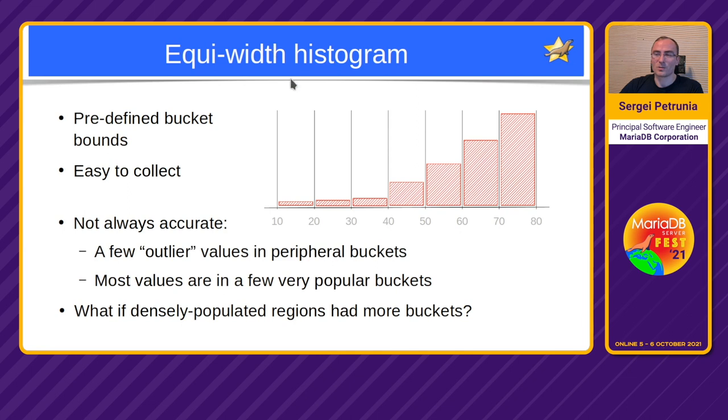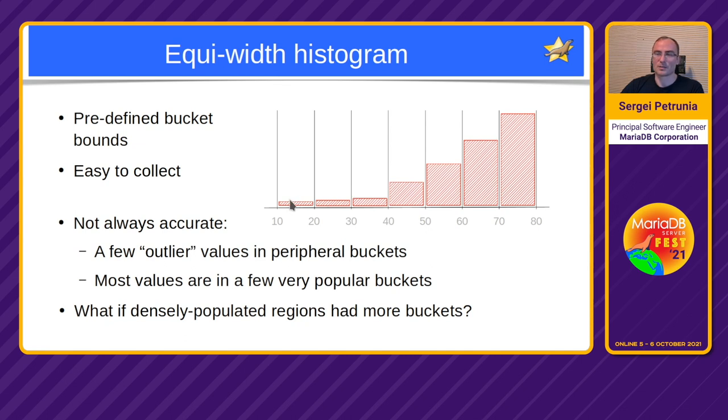When one thinks of a histogram, they typically think of something like this. There are predefined bucket bounds. Often they are also fixed, like in this picture, 10, 20, 30. And then the height of each bar is proportional to the number of rows that got into this bucket. And this is what we think of when we hear the word histogram. Well, this kind of histogram exists. It's called equi-width histogram. It's easy to collect, but it has accuracy issues.